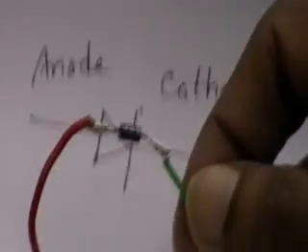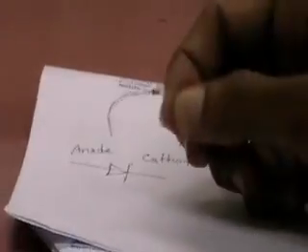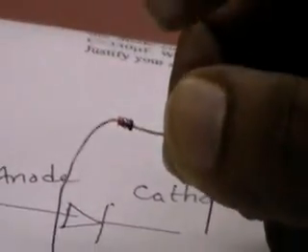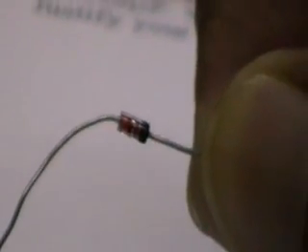And we will tell about the Zener diode. Now this is the Zener diode. For the Zener diode also, the negative band, on the side that is gold, indicates the cathode, and the other side indicates the anode of the Zener diode. So this is the way we have to connect it in the circuit.